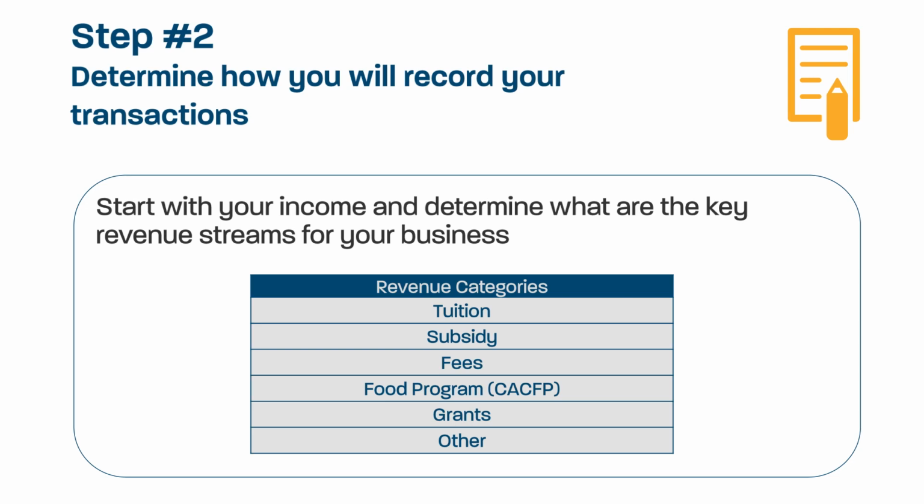You want to set up some simple categories to start. Begin with your income. Determine what the key revenue streams are for your business, that is, the sources from which you primarily receive your money.